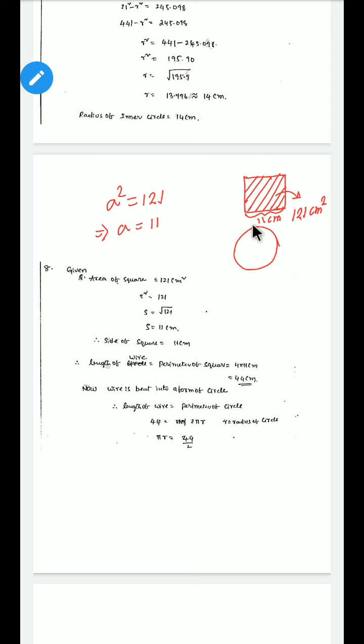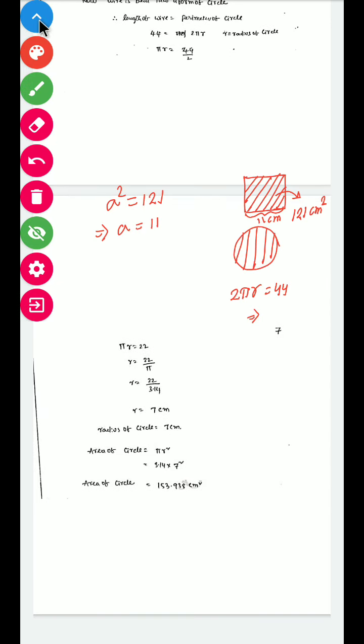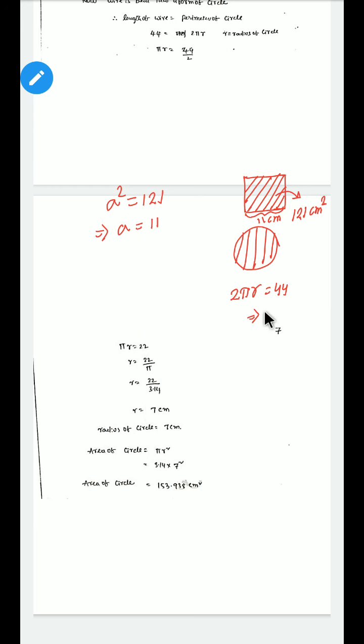So if you bend this wire and make a circle, then this total length of the wire is converted to the perimeter of the circle. The perimeter of the circle is 2 pi r. So 2 pi r is equal to 44. From here you can easily find out the value of r. So r is equal to 7 centimeter.